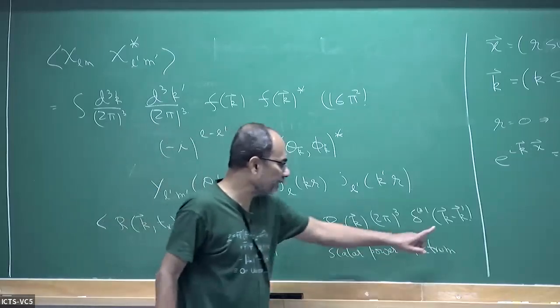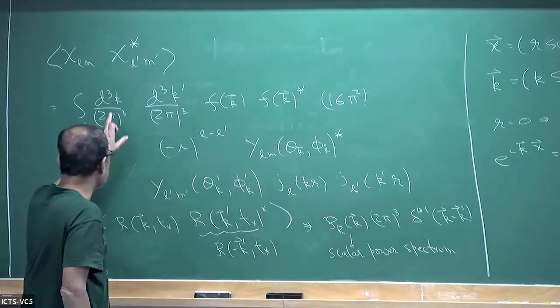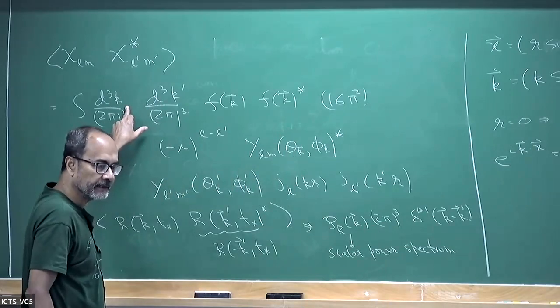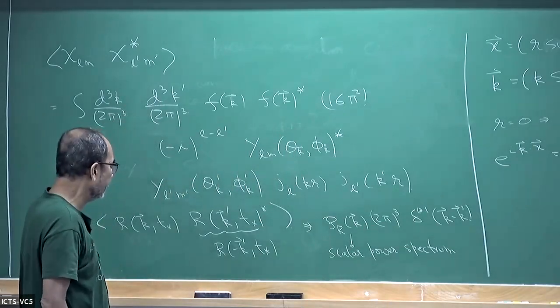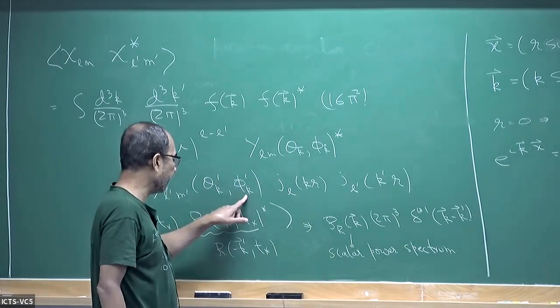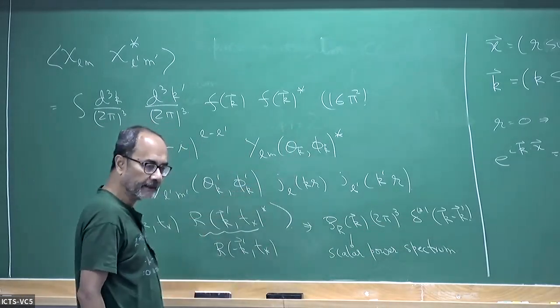So basically, the idea is that we have set it here. That sets K' equal to K, which basically means that it will also set theta K' phi K' to be equal to theta K phi K.